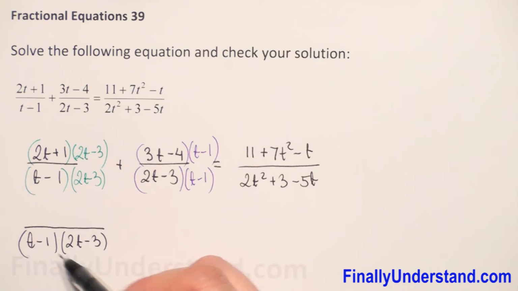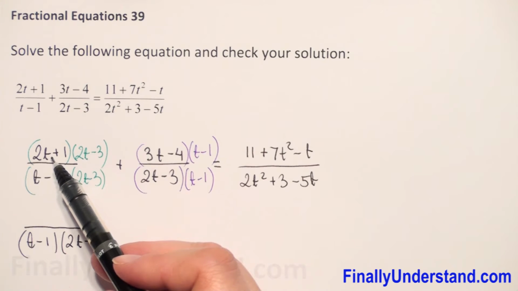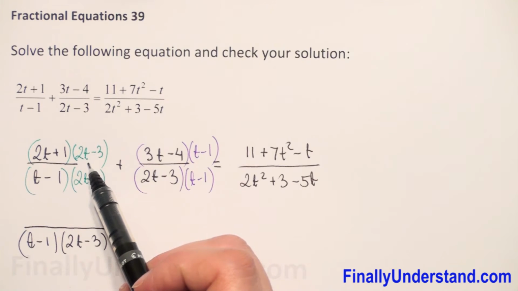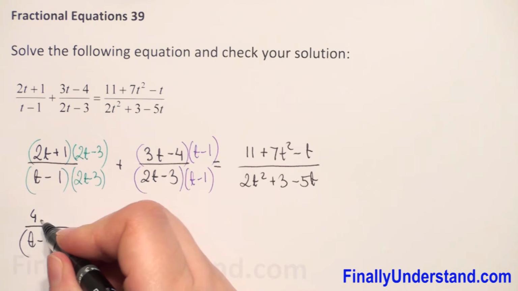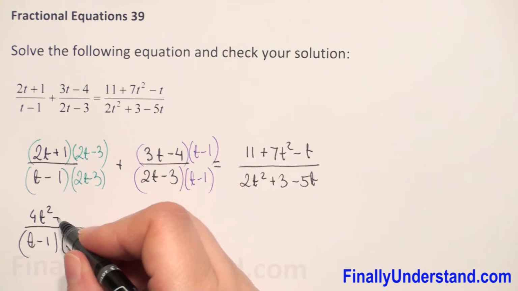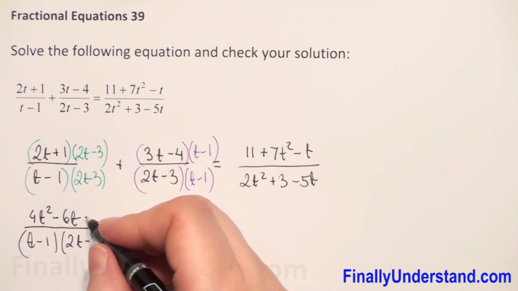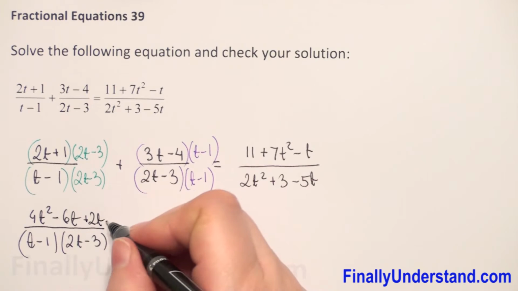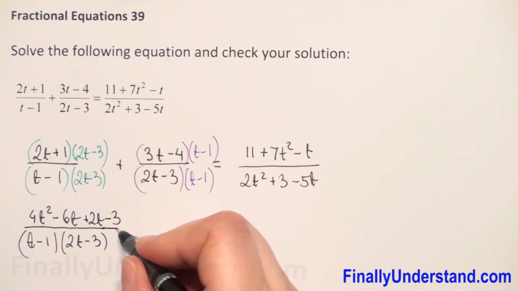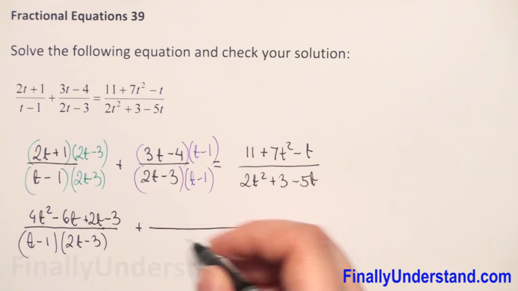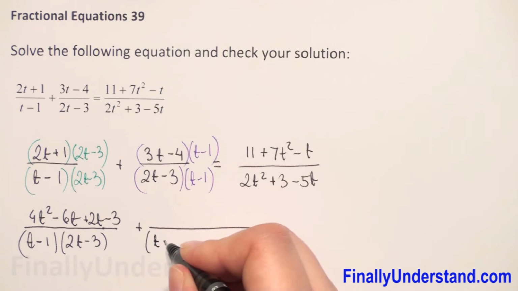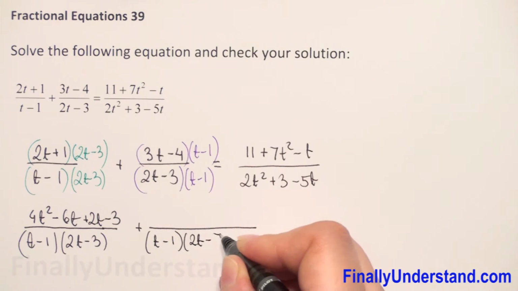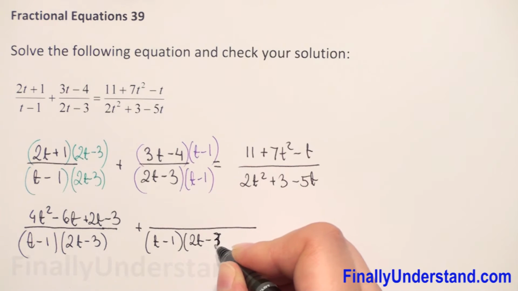So now the same denominators, and now we have to do multiplication in the numerators. So every expression in the first parenthesis by every expression in the second parenthesis, the same in the second algebraic fraction. So 2t times 2t is 4t squared, 2t times negative 3 is negative 6t, 1 times 2t is 2t, 1 times negative 3 is negative 3, and we have plus. Denominator we will copy in the same order: t minus 1 times 2t minus 3, of course.